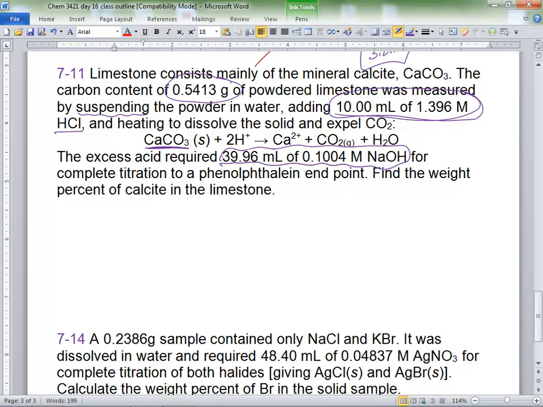So they're moles of HCl. If you don't see it, they're moles of HCl, right? That they added will be the moles of HCl that reacted with the calcium carbonate, and the rest reacted with the NaOH. Does that make sense?